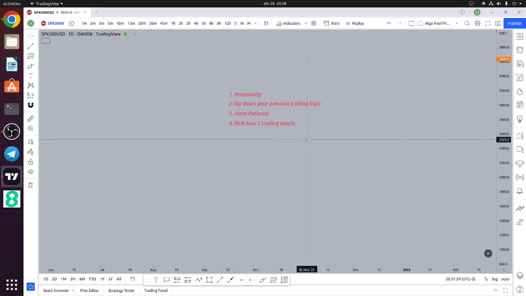pick maximum 3 trading assets. Guys, you cannot trade everything that moves. Not that your model is not capable of doing that, but your mind cannot handle it. You have other things to do. You cannot be analyzing 28 pairs and then add Nasdaq and Bitcoin and Ethereum. You cannot handle it.